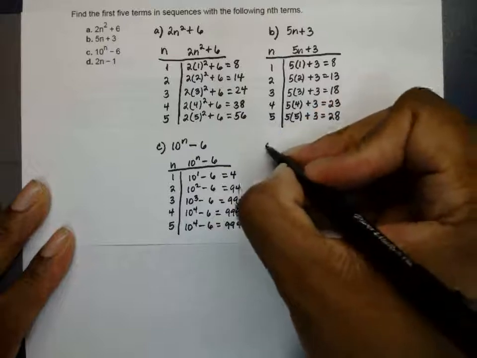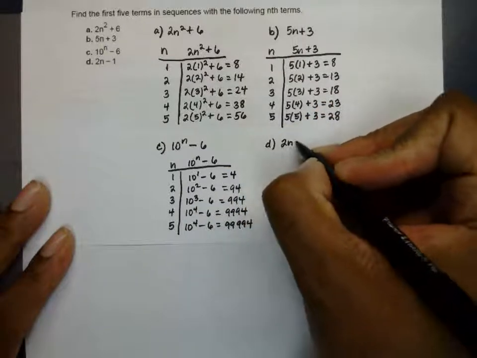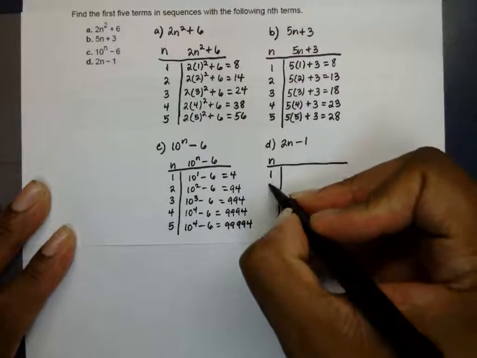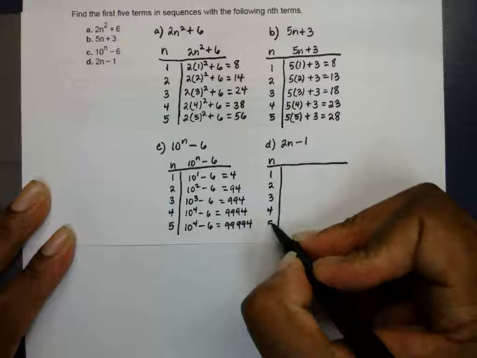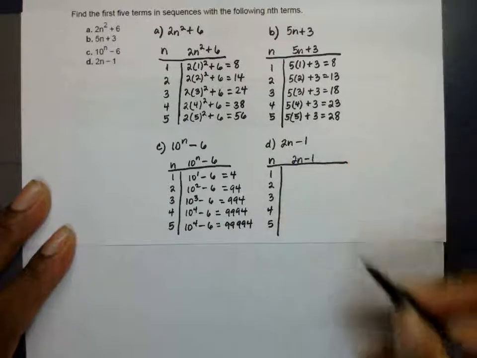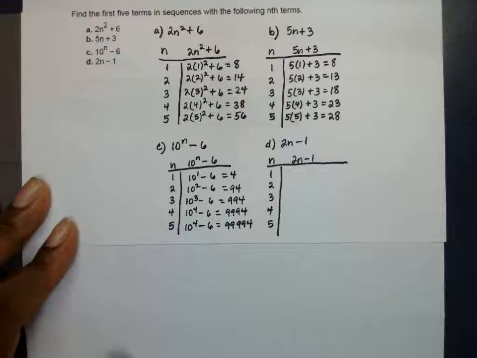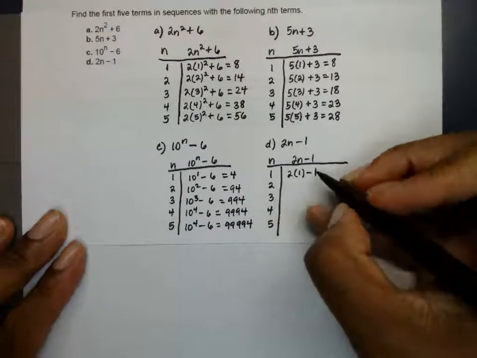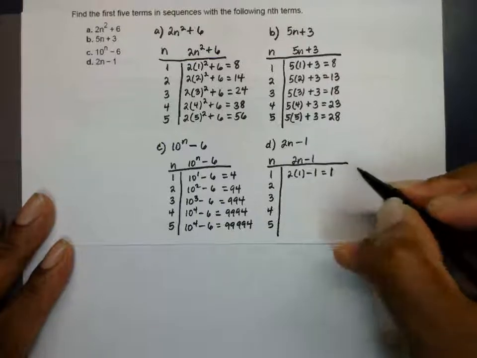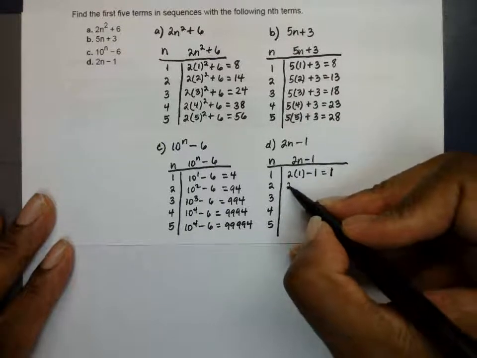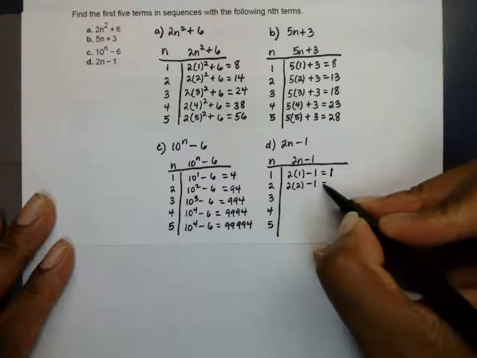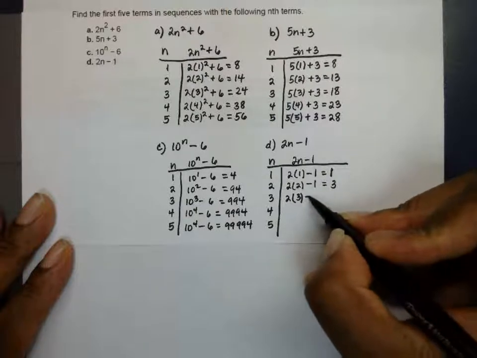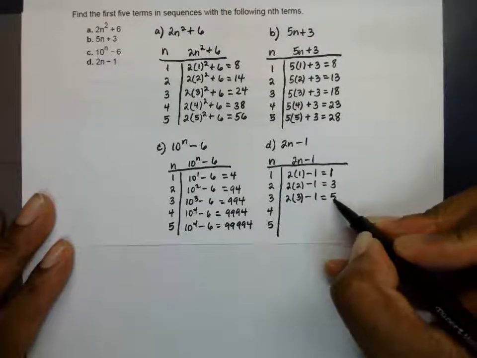And finally, part D is 2n minus 1 in this example. N would be from 1, 2, 3, 4, and 5. 2n minus 1 would be 2 times the value of n minus 1. So for n is 1, this is 2 times 1, which is 2. 2 minus 1 will be 1. N is 2. 2 times 2, which is 4, minus 1 will be 3. N is 3. 2 times 3 is 6, minus 1, which will be 5.